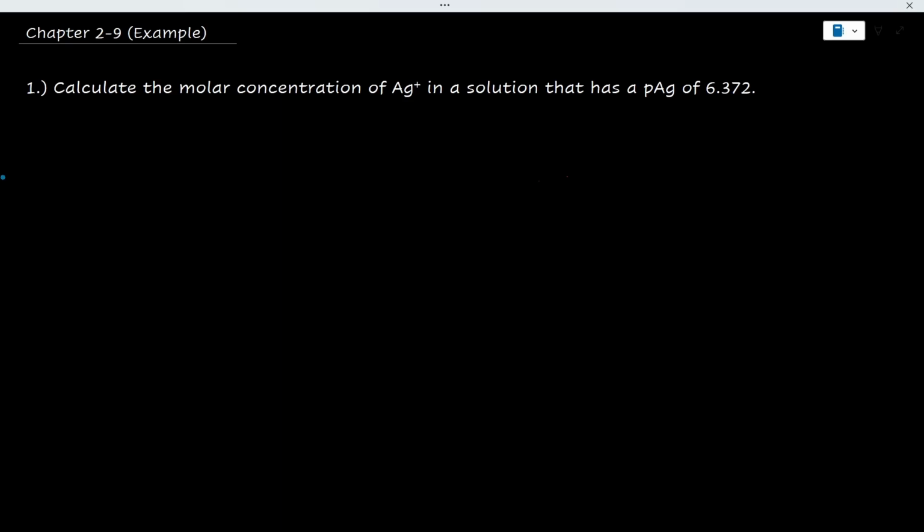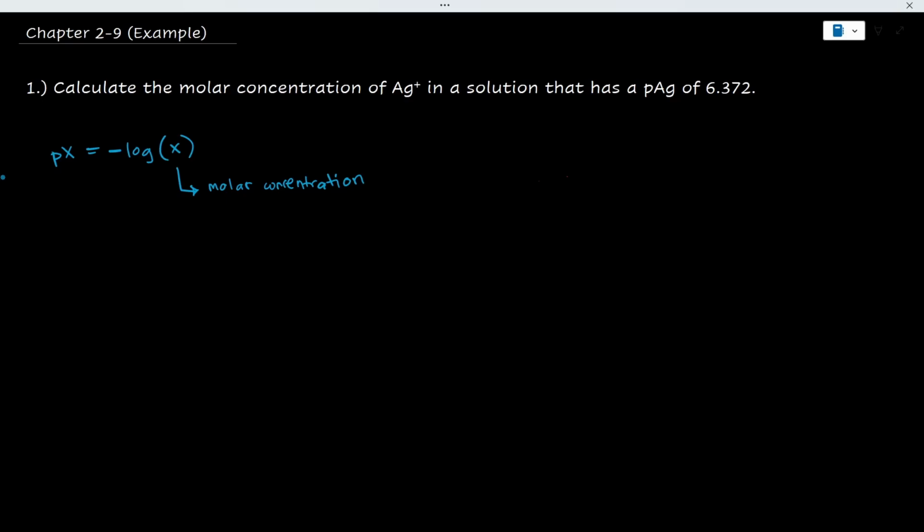Just a recap. Finding px, or the p-value: px is just the negative logarithm of x, where x is the molar concentration. So this is how to find px. But what if we were given the px and we want to find x?